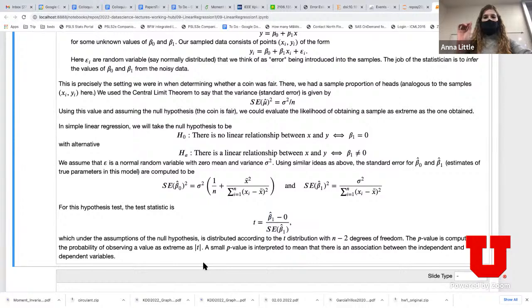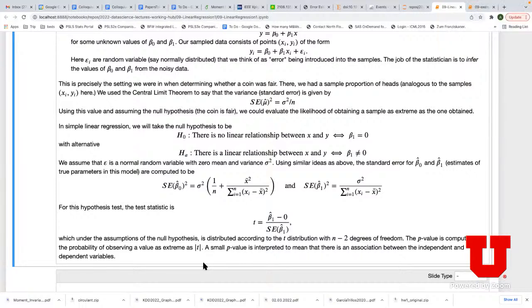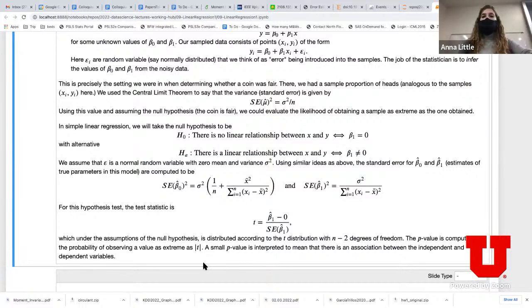And so when we get a small p-value, what do we do? Reject the null hypothesis. Yeah, great. We reject the null hypothesis. And so in this case, that would mean that there is a linear relationship between the variables, right? We have evidence, strong evidence of a linear relationship.